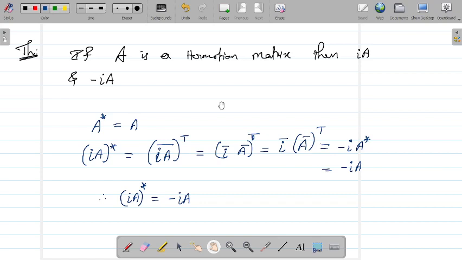And similarly, let us investigate minus i times A. If I take minus iA and take the star, you can simply write it this way: (minus iA) conjugate transpose. So this is minus i conjugate times A conjugate transpose. Minus i conjugate is just i, and this is A star, but you know that A star is A, so this is i times A.